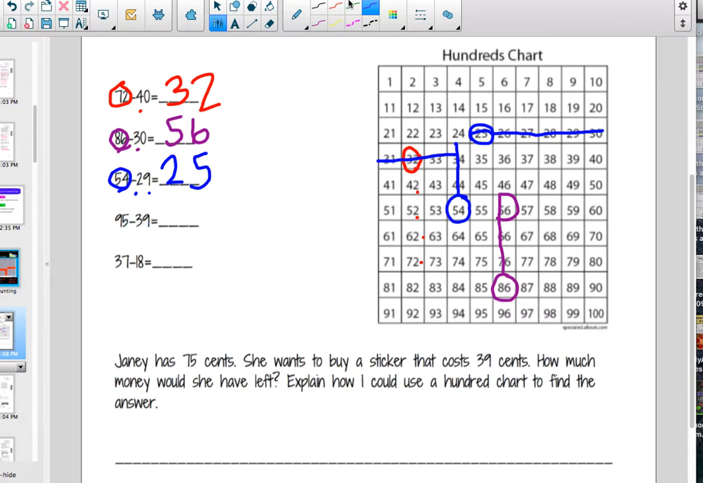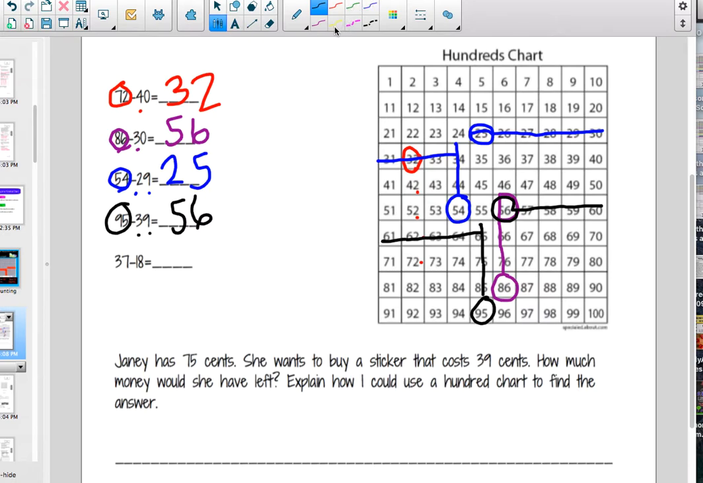Okay, next one. It says I have 95 to start with, and I'm taking away 39. So 95, I'm going to start here, and then I'm going to take away 3 tens. So I'm going to go up 10, 20, 30, and then I have 9 ones. So I'm going to go towards the left. 1, 2, 3, 4, 5, 6, 7, 8, and 9, which leaves me at 56.